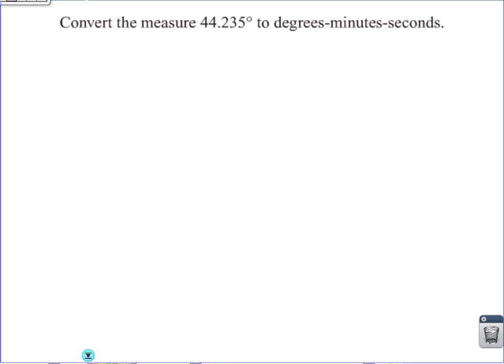But how do we go backwards? Good question. How do we go from this form back to degrees, minutes, seconds? Well, you got the first part. There are 44 full degrees. Does everybody understand that? It would be 44 degrees because those are full degrees. But this is a partial degree. You have 235 thousandths of another degree. So how many minutes is that?